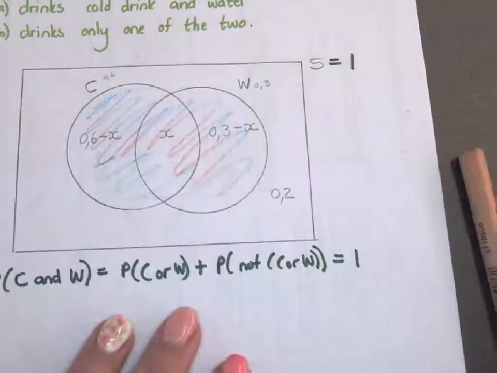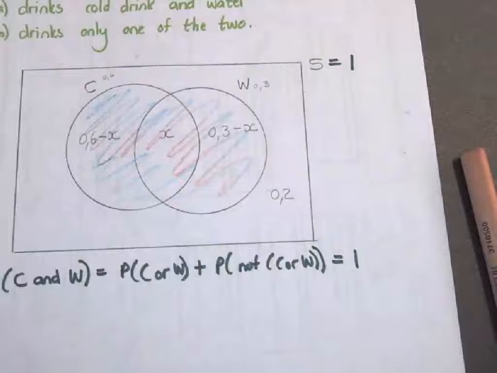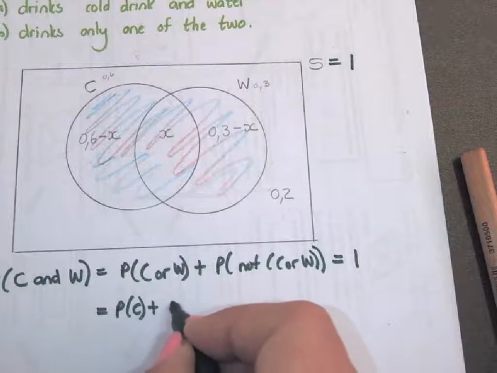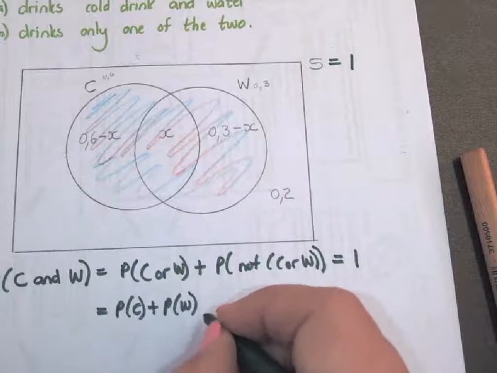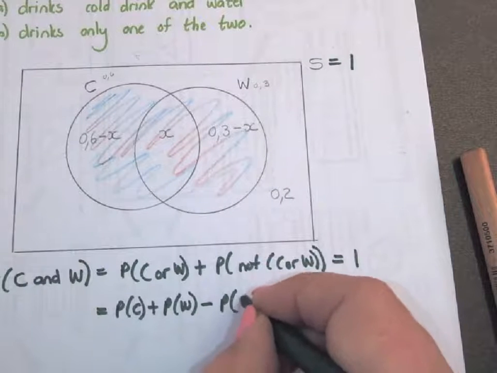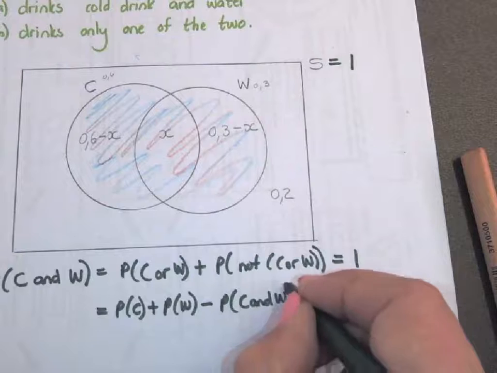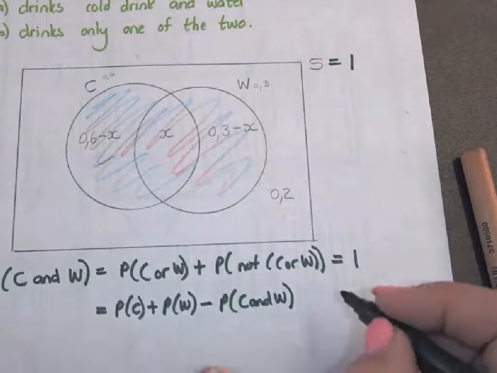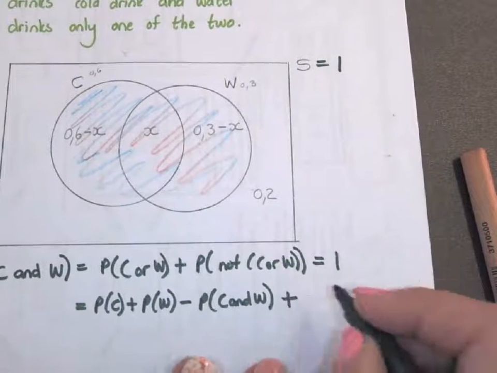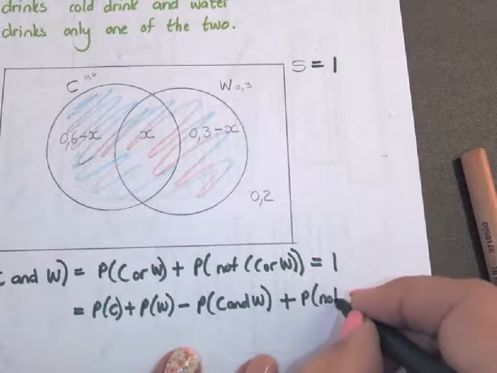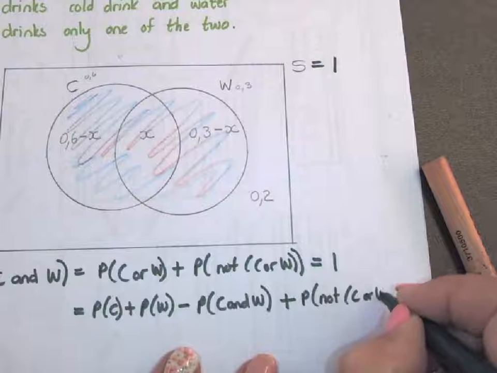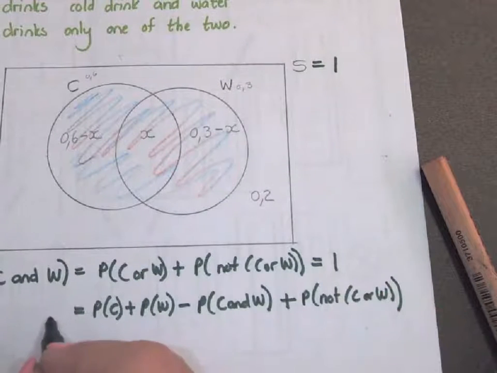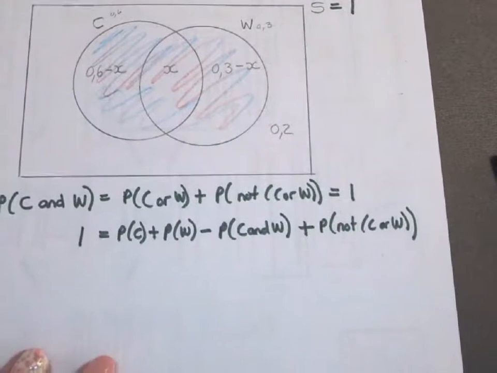So now we work out the probability of cold drink or water. It is the probability of cold drink plus the probability of water minus the probability of cold drink and water. That's another one. Can you remember that one? Plus the probability of not cold drink or water. I'm just going to put that one to the left. Equals 1.